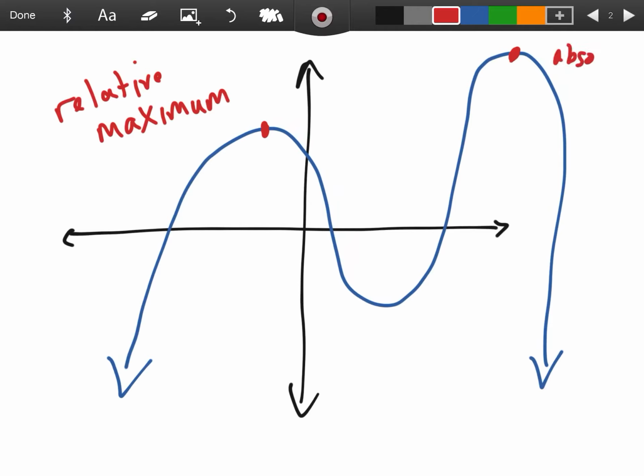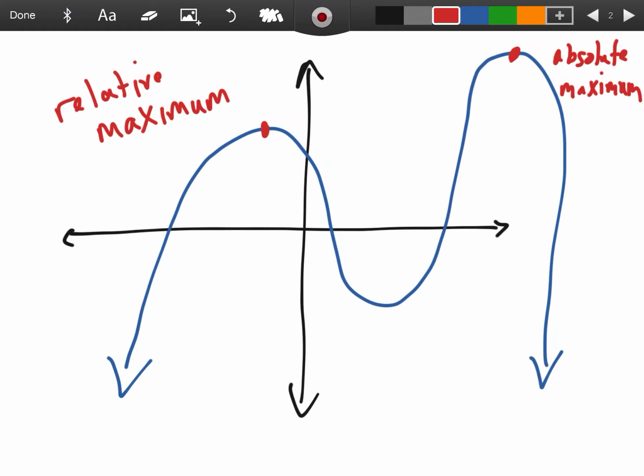An absolute maximum, like I said, means that in the entire domain, it is the highest possible y value that we could ever get out. So sometimes absolute maxima will occur at the vertex of a parabola that opens down. For example, that is an absolute maximum.